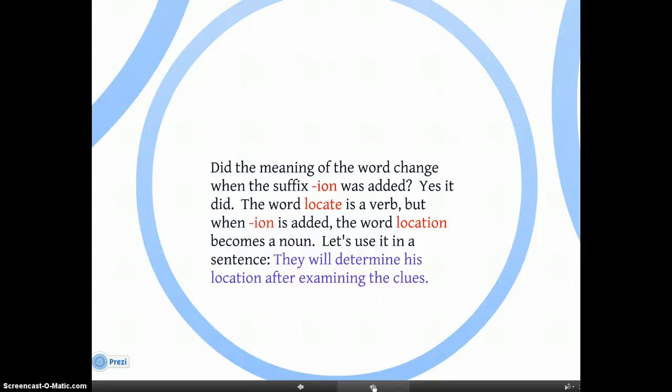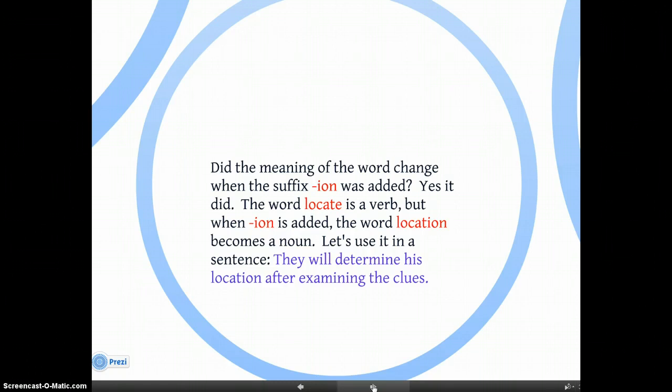Did the meaning of the word change when the suffix ion was added to locate? Sure it did. When the word locate was a verb, but when ion is added, the word location now becomes a noun.